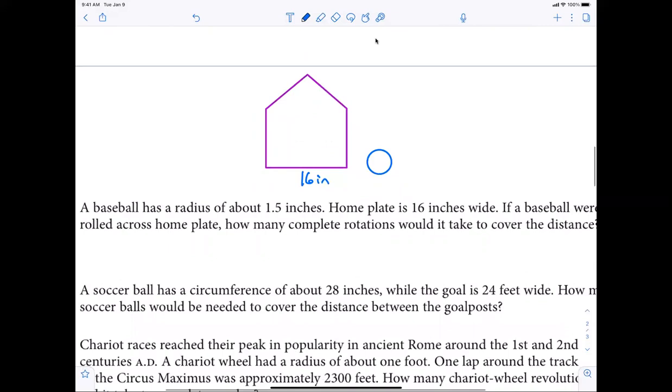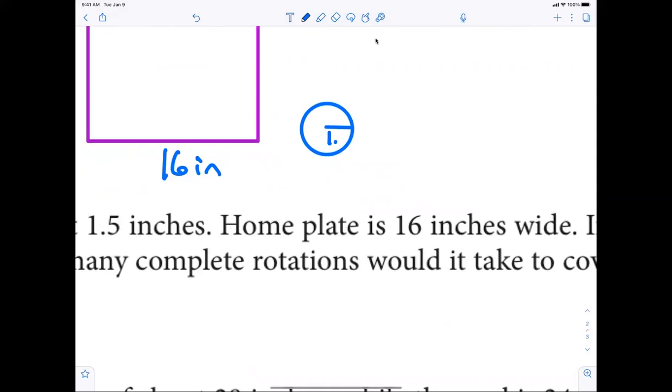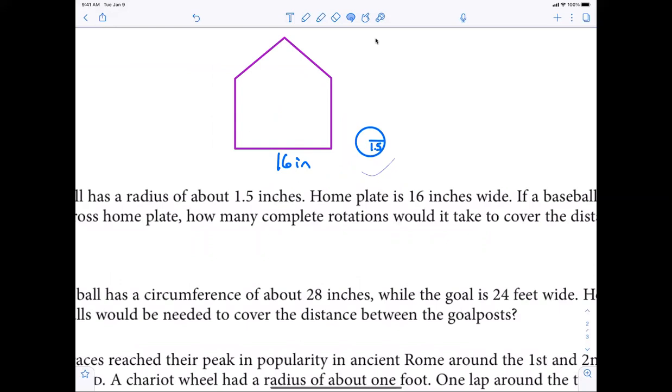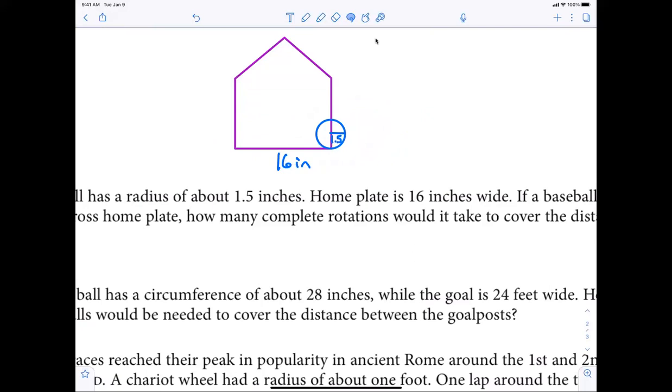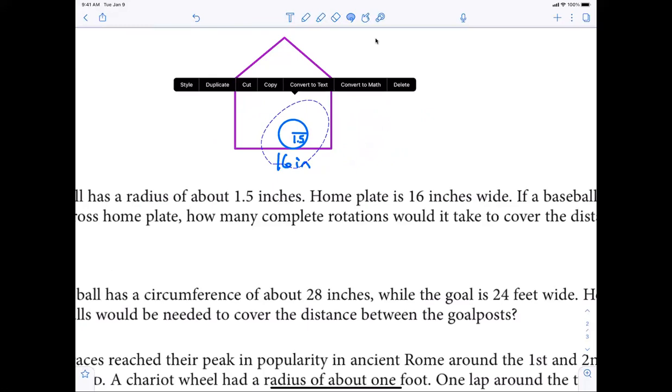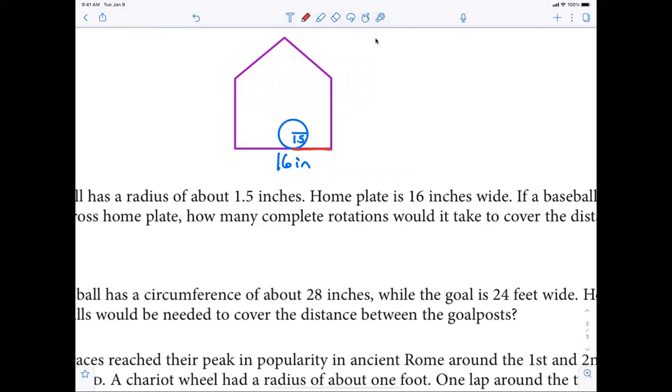So this is 1.5. The question is, if I take this baseball right there and I roll it, how many revolutions will it make before it gets to the end? All right. So now, what I'm going to do, Evan, is I'm going to roll the baseball one time. And when I roll it one time, it's going to land right there. What do you think this distance is from here to here called? What is this distance?